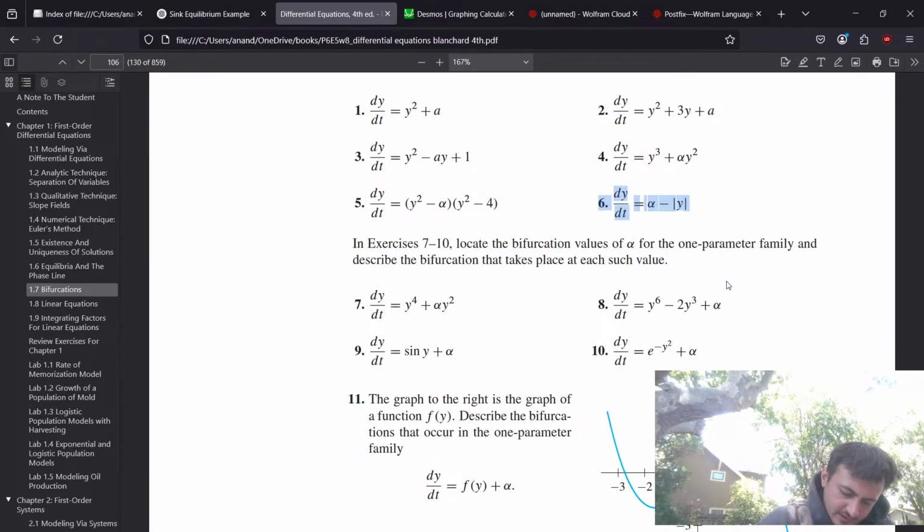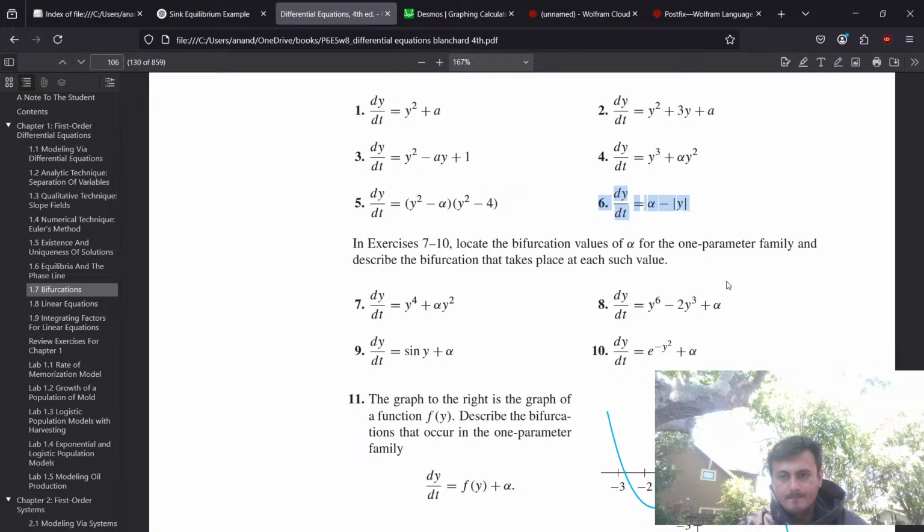Wait, but if a equals minus 1, right. Okay. Now I understand. So what's happening is, if a is less than 0, then no equilibria. If a is equal to 0, y equals 0, and if a is greater than 0, then y equals plus or minus a are equilibria.